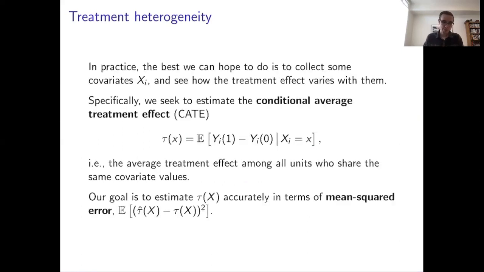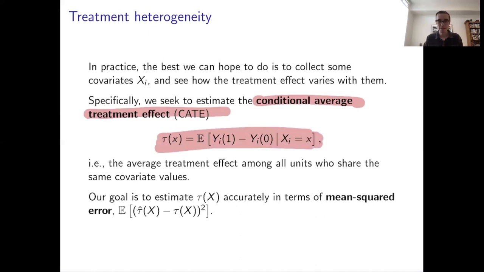What do we want to estimate? We want to estimate what's called the conditional average treatment effect. And this is essentially like the average treatment effect. So it's looking at an average of treated minus control potential outcomes, except instead of estimating an average overall, we're estimating an average conditional on covariates.